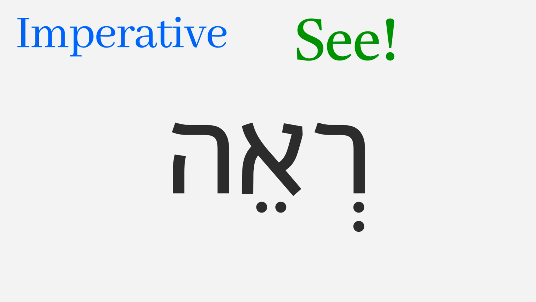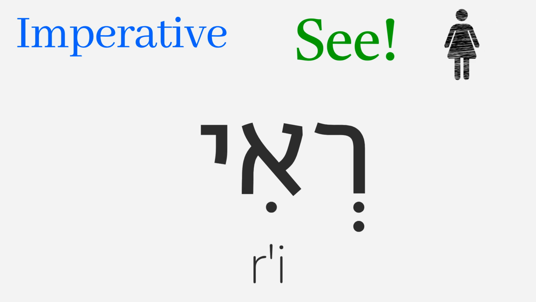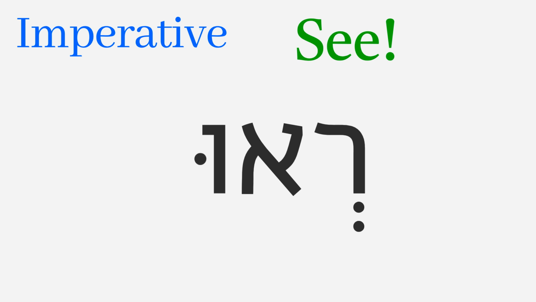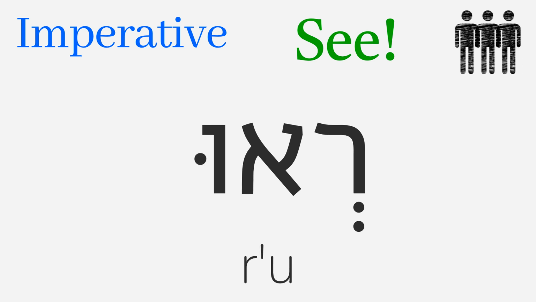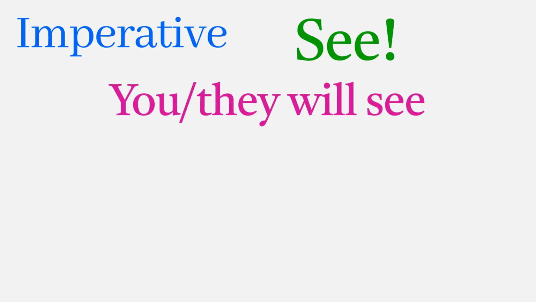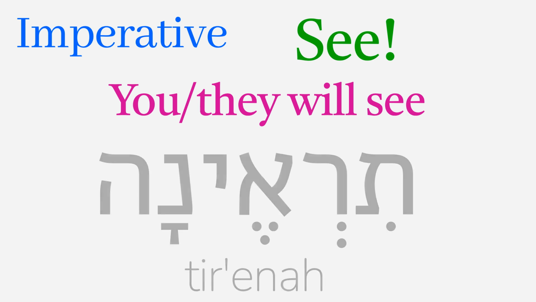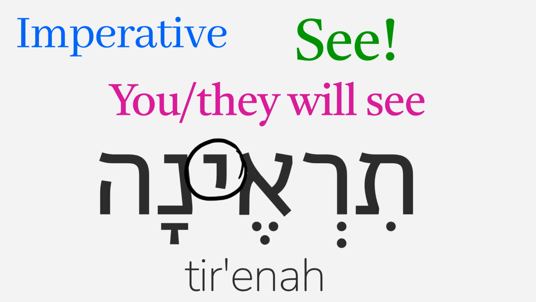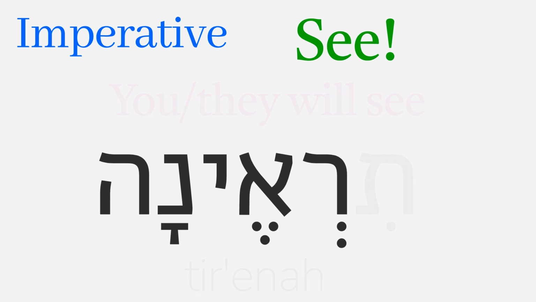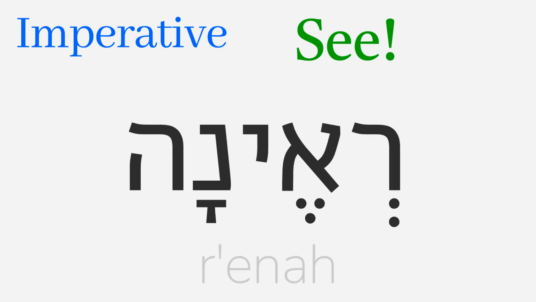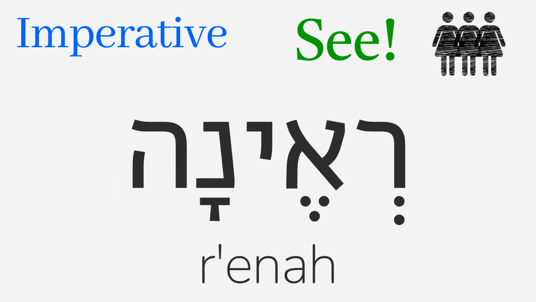When adding an i or u ending to a masculine singular command ending with hey, we first remove that hey and the tsere before it. Then we add i to make re'i, see, commanding a woman, or add u to make re'u, see, commanding a masculine plural group. We've seen before that the future tense verb you will see feminine plural or they will see in feminine form is tir'ena, which has replaced the hey with a yod. To make the feminine plural command of roots ending with hey, we can just remove the t prefix from this form of the future tense to make re'ena, see, commanding a group of women.